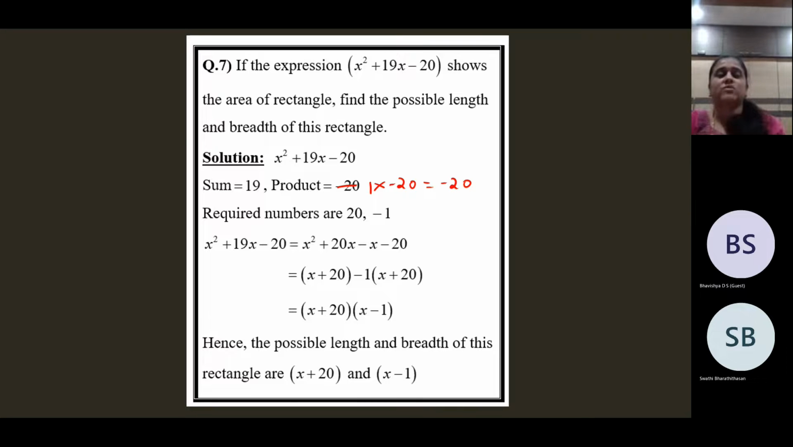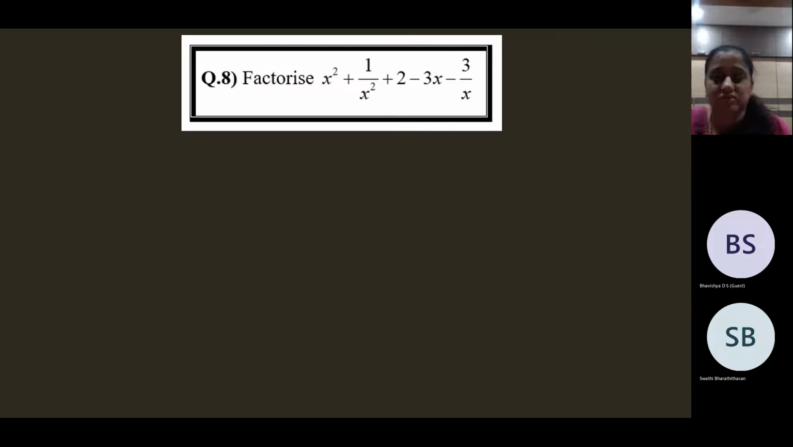So Swati gets half on 2 for the idea. Bhavishya, no score for this. Next one.